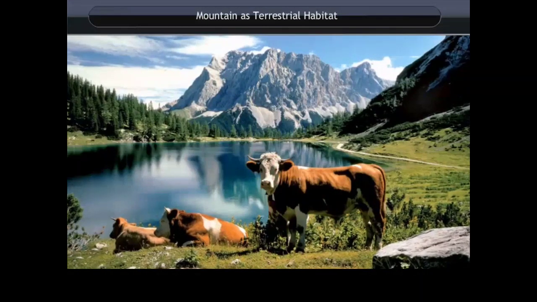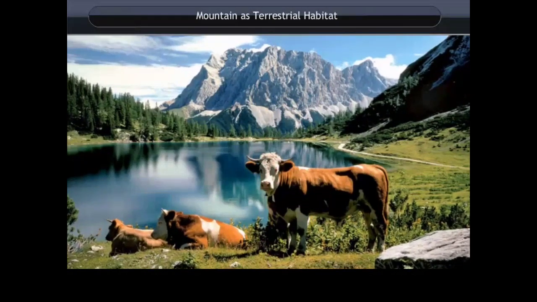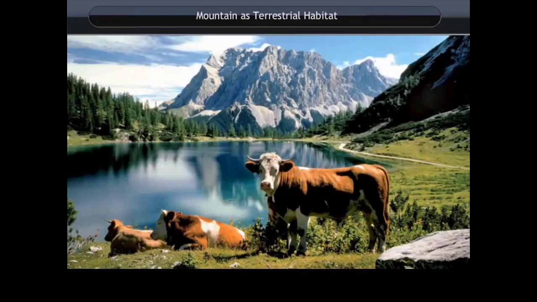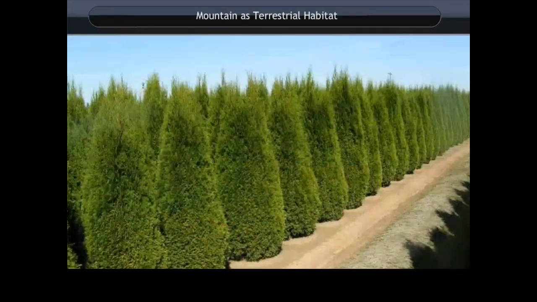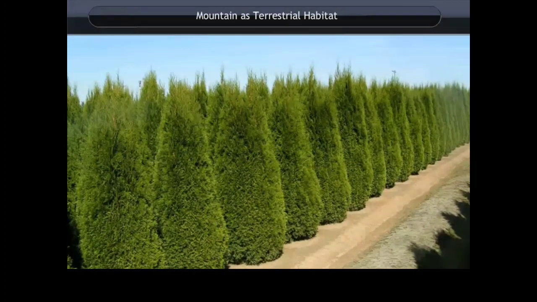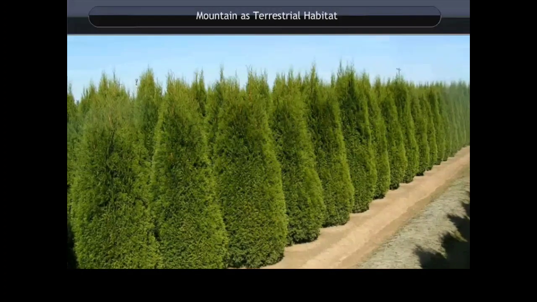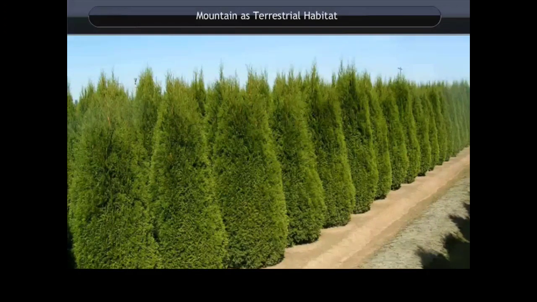Mountain as terrestrial habitat. A variety of plants and animals live in the mountain regions. Let us discuss the living style of the mountain region. The trees of this area are normally cone-shaped, having sloping branches. This helps the rainwater and snow to slide off easily.